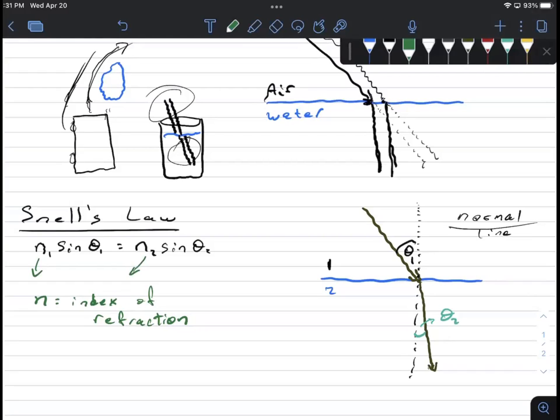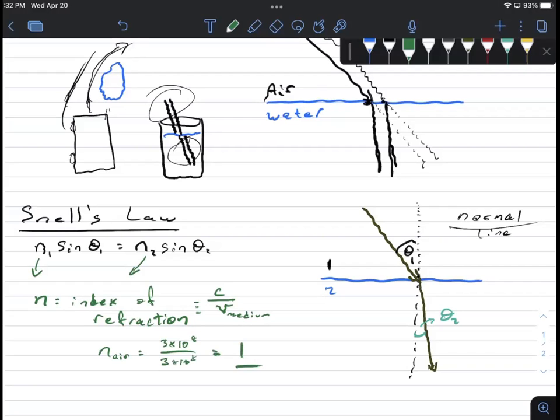Now, what does it mean? Okay, it's not just a random number. It actually means something. It's defined mathematically as the speed of light in a vacuum, 3 × 10⁸, divided by the speed of light in the medium. So for instance, we're gonna say let air be the same as a vacuum, just to make it easy. So when light travels through air, it travels at the speed of light, 3 × 10⁸. So the index of refraction, n, for air is the speed of light in a vacuum, 3 × 10⁸, divided by the speed of light in the air, which we're gonna say is the same, 3 × 10⁸. So it's just one, very easy.